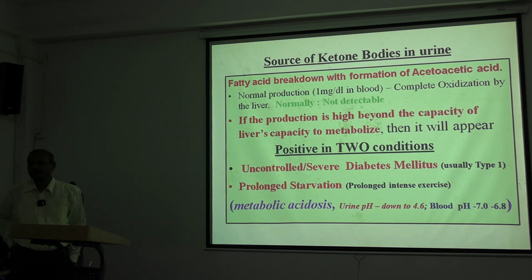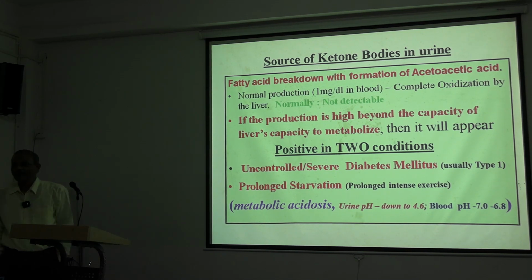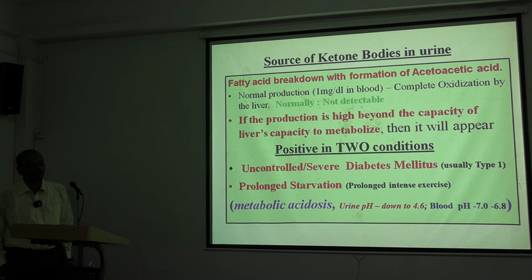So, fatty acid breakdown. This will be discussed in detail during your metabolism class of the fatty body. You will understand how it is formed. I will briefly tell how it is formed, and one chart I will give that you must remember for examination purpose also. So, normal production, adult production is 1 milligram per deciliter, and that normal production is completely, these ketone bodies are completely oxidized by the liver.